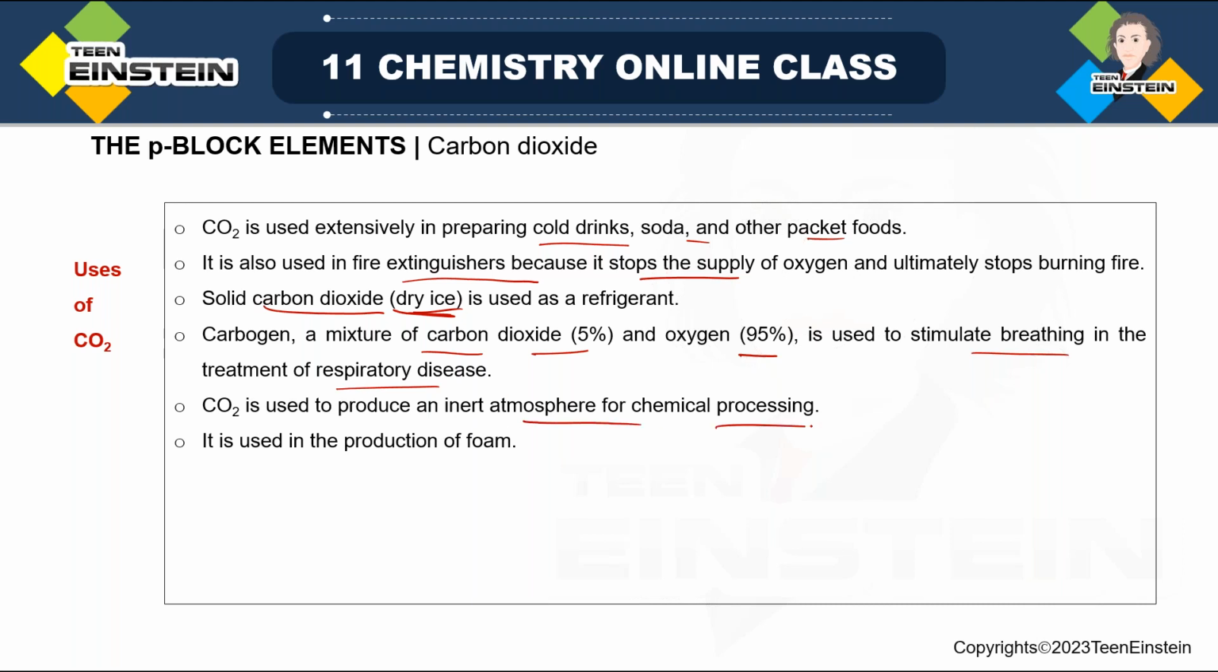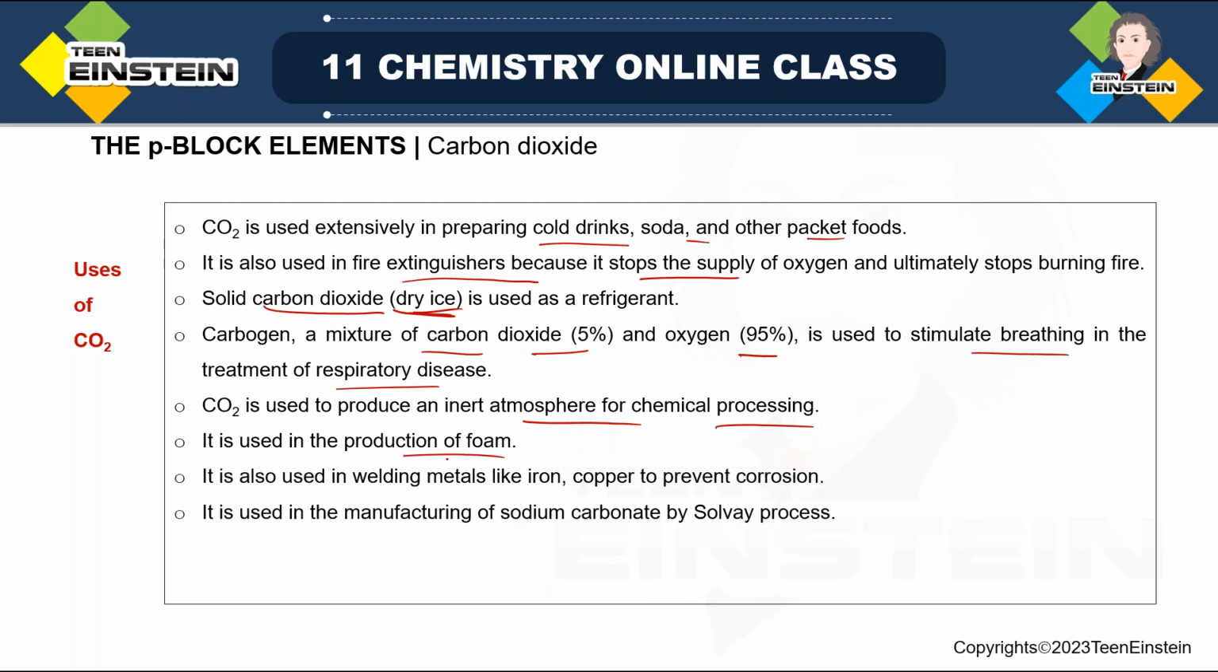To produce an inert atmosphere for chemical processing. Suppose you are doing a chemical reaction where we do not want the presence of oxygen. In that case, a CO2 atmosphere can be used. In production of foam, in welding metals, that is joining two metal parts like iron, copper, to prevent corrosion. It is used in the manufacturing of sodium carbonate, Na2CO3, by the Solvay process, that we have discussed in the S block chapter, group 1, important compounds of sodium. So you can see there how we have used CO2.